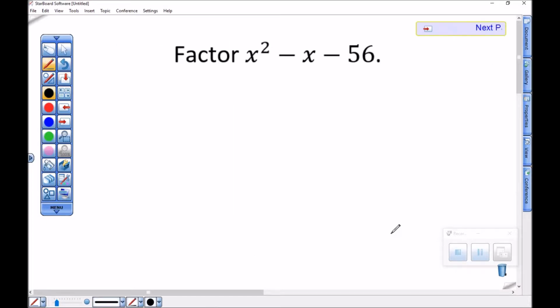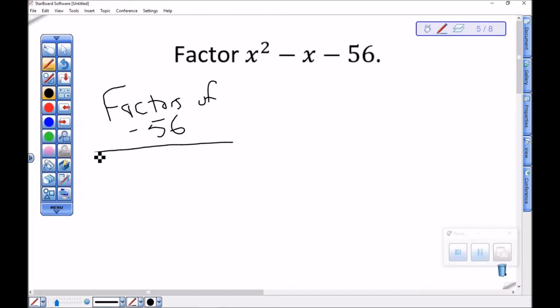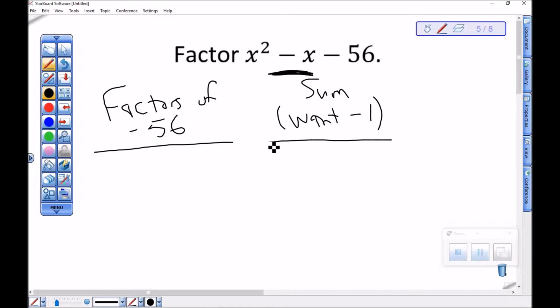So let's look at an example here. I want to factor x squared minus x minus 56. So what I'm going to do is make a list of the factors of negative 56, and then find what they add up to. I want b, which is the coefficient on x, so I want them to add up to negative 1. Okay, so find factors of c that add up to b.